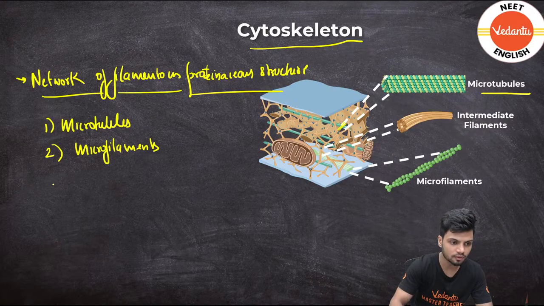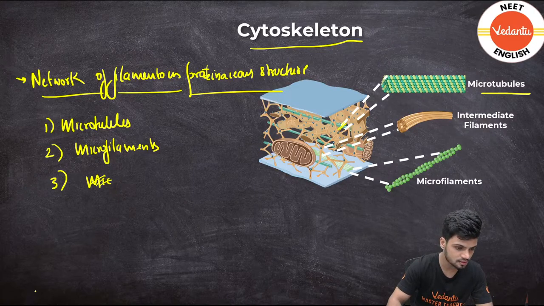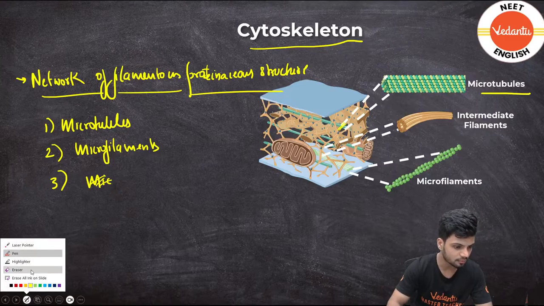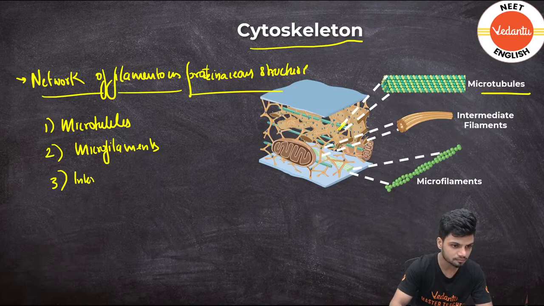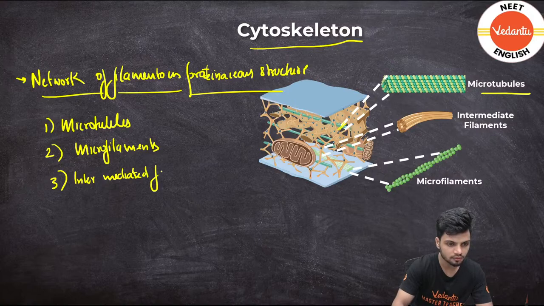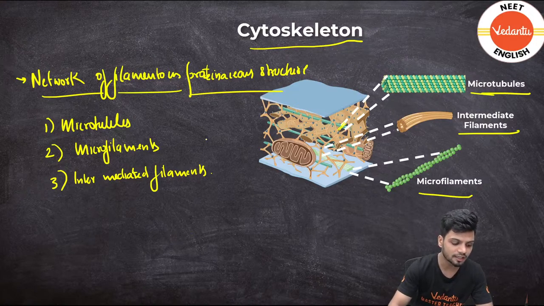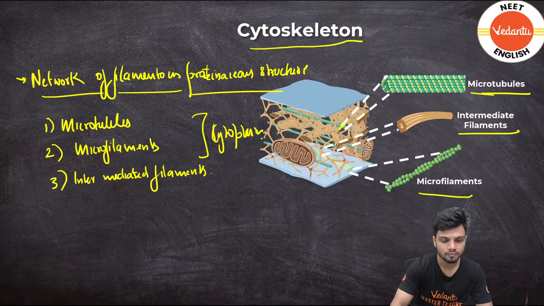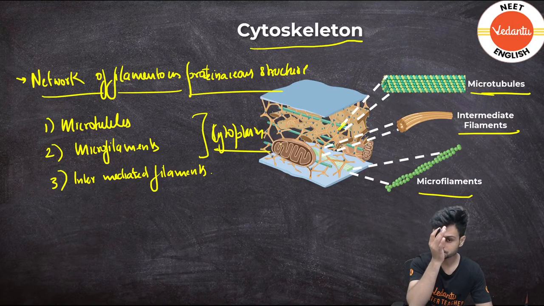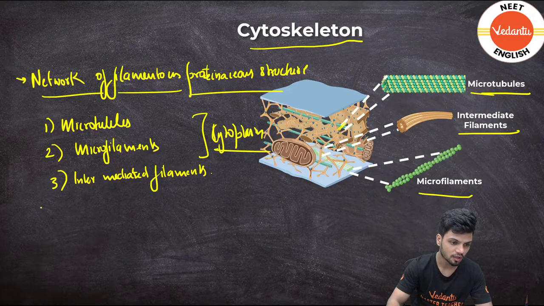Then we have microfilaments and also intermediate filaments. So we have microfilaments, intermediate filaments, and microtubules. All three together are present in the cytoplasm. They form the entire exoskeleton of the cell. Now what are the functions here?